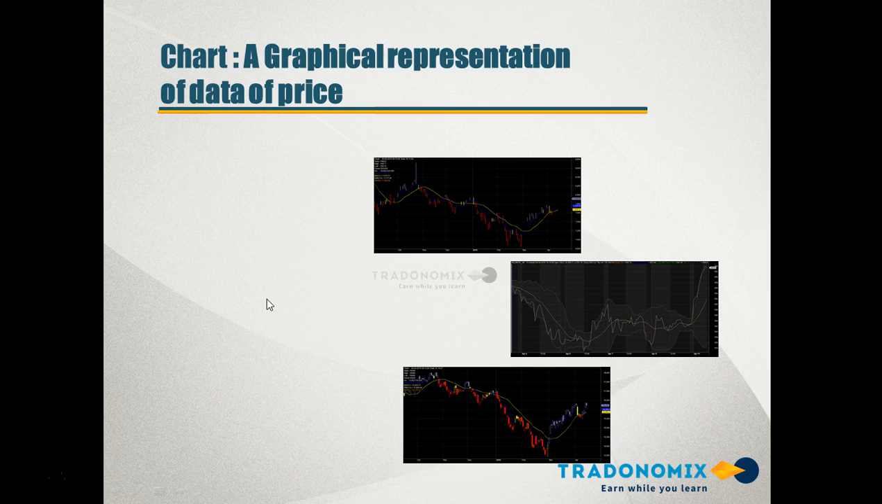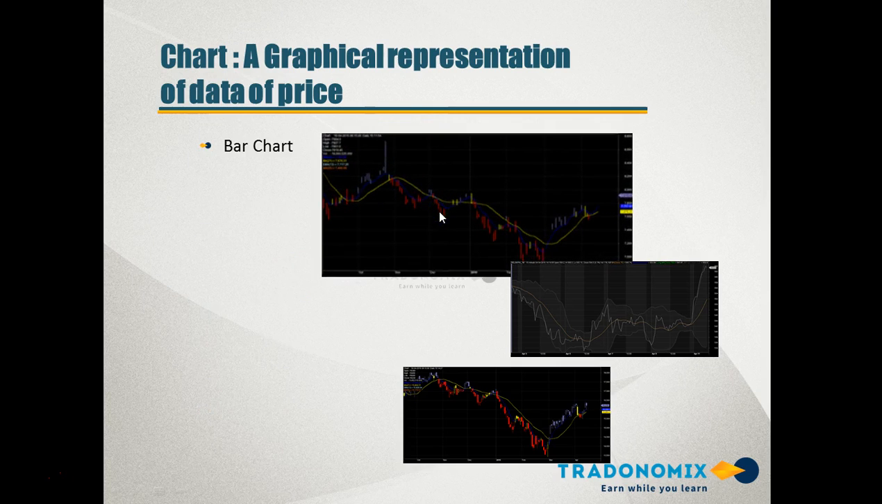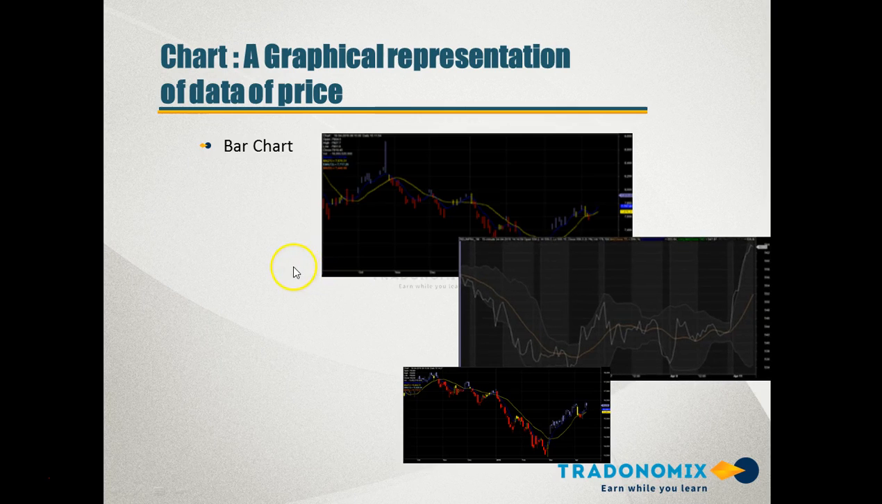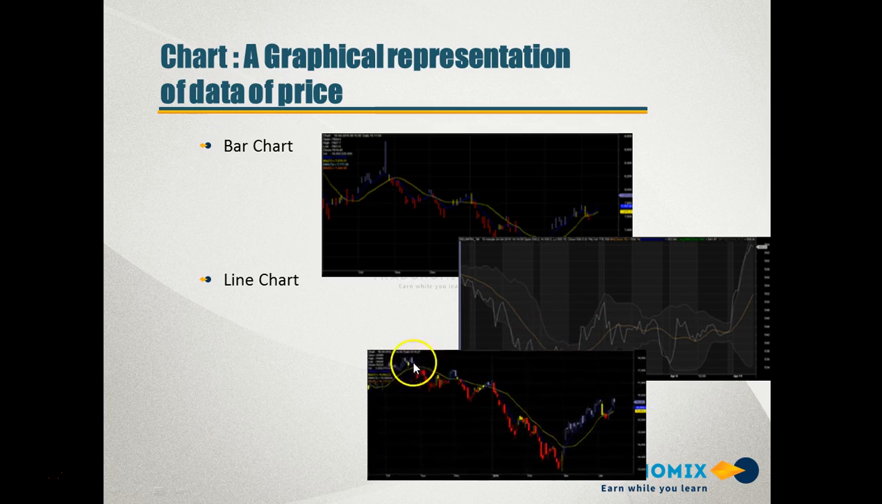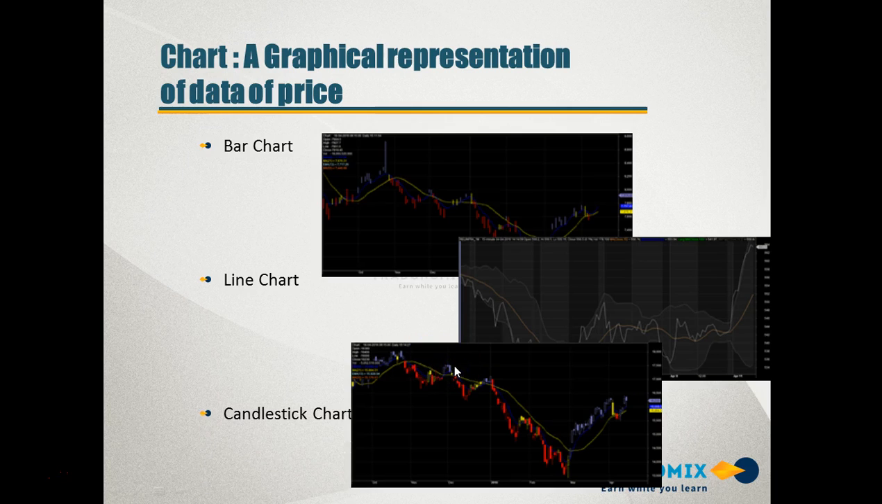Charts are primarily a graphical representation of the data of price. There are three types of charts. One, we would call a bar chart, where bars represent the movement of price as shown in this picture. You have the line chart, where the price movements are denoted with lines. And you have the most commonly used by technical traders, the candlestick chart, where candles represent the price movements in this particular chart.